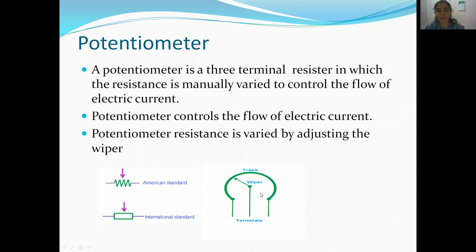The resistance of the potentiometer changes when the wiper is moved over the resistive path.